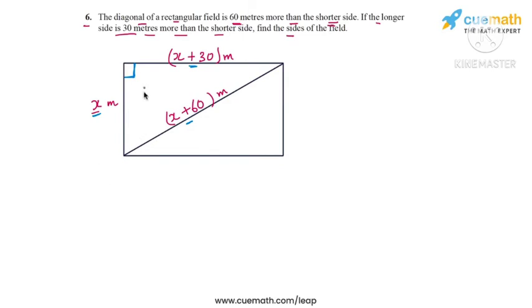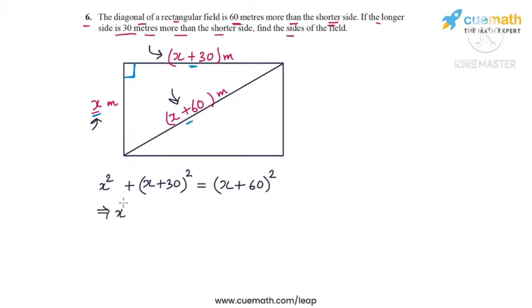So applying the Pythagoras theorem to this triangle, we will get x square, the square of this side, plus the square of this second leg, so that's x plus 30 square. So the sum of these squares should be equal to the square of the third side, the square of the hypotenuse, which is x plus 60 whole square. So this gives us an equation in x. Let's rewrite this as a standard quadratic equation in x.